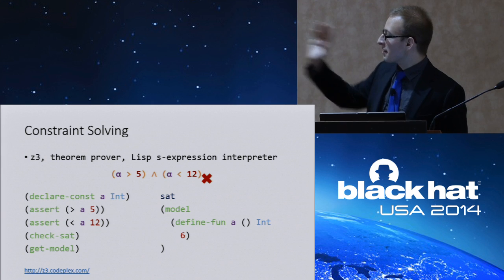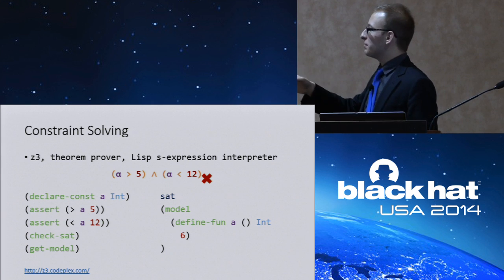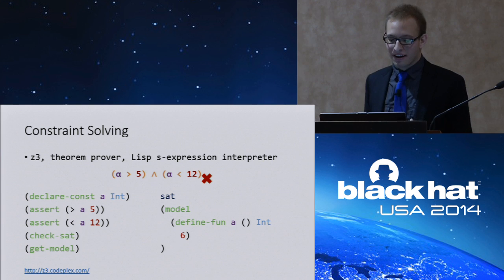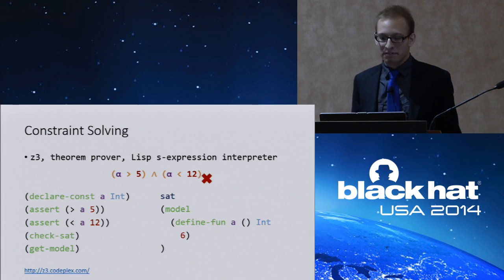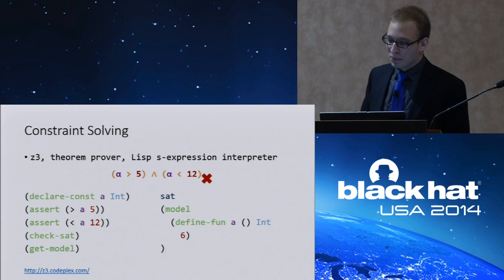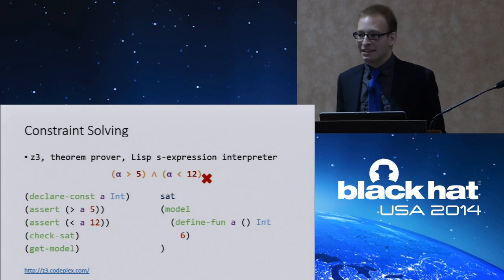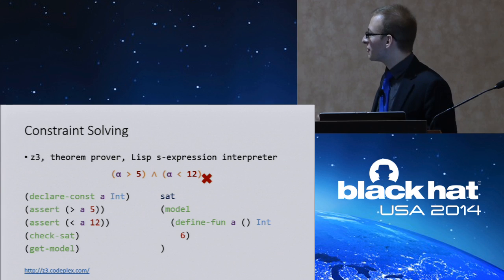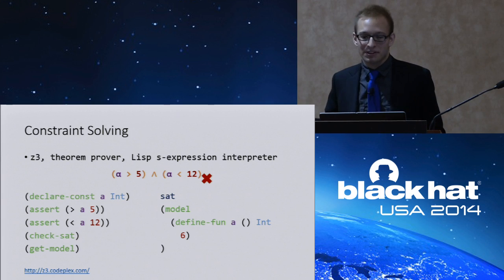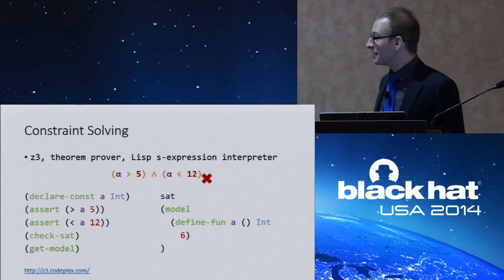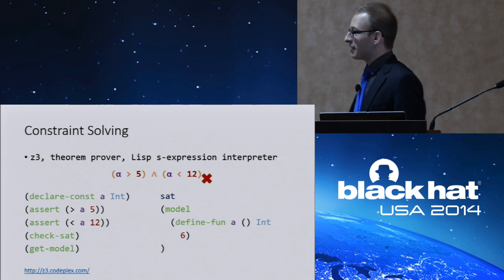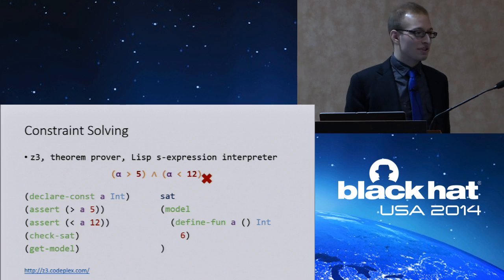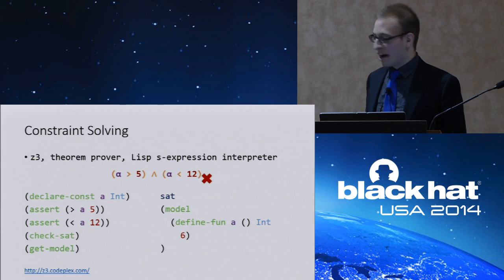So on the left, what I do is I create a Z3 program that defines this equation. So we declare a constant A. We assert that A is more than 5 and A is less than 12. And then we want to check the satisfiability and get a model that gives us a valid solution. So Z3 returns that it is satisfiable, or returns SAT, and it gives us a model where A is equal to 6, which is more than 5 and less than 12. And we can now run the program with 6, and it'll reach the assertion and crash.